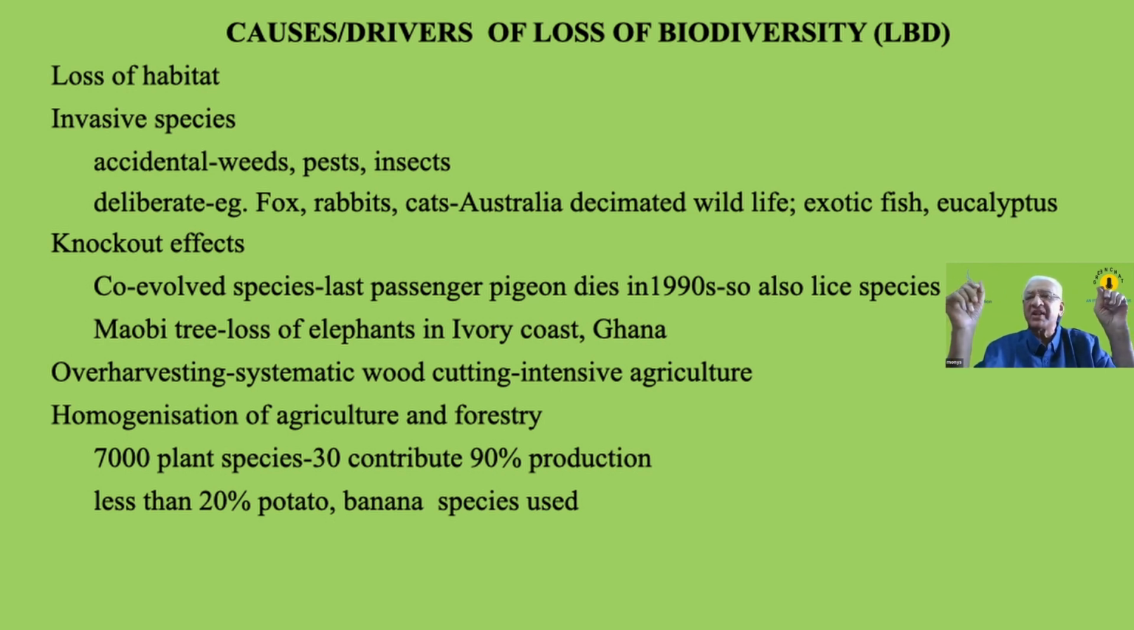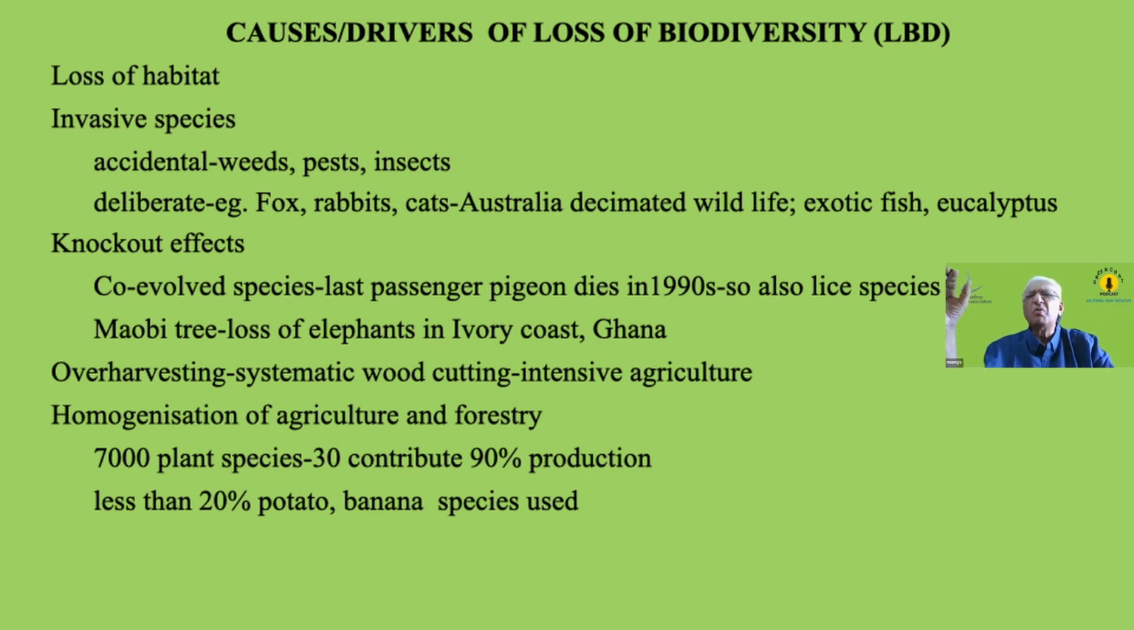You have knockout effects. Knockout effects are about co-evolved species. When I say co-evolved, there are species which grow together, and they need not be from the same breed. It could be a plant which is related to a tree which is related to an elephant, for instance. There's a famous case called the Maobi tree in Africa. The Maobi tree has certain seeds called the karité seeds. The elephant takes some of the produce of the Maobi tree, eats part of it and then distributes the seeds across the ground. But in recent years, the loss of the elephant population in Ivory Coast and Ghana has resulted in the growth of Maobi trees reducing, because there are no seeds for reproduction. The last passenger pigeon died in 1990, and along with it certain lice species, parasites, also died.